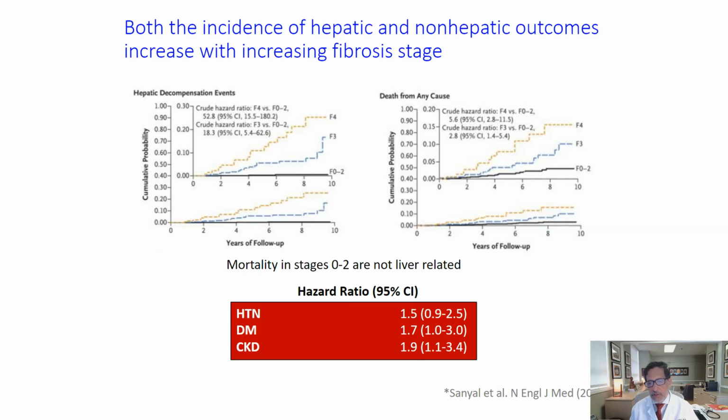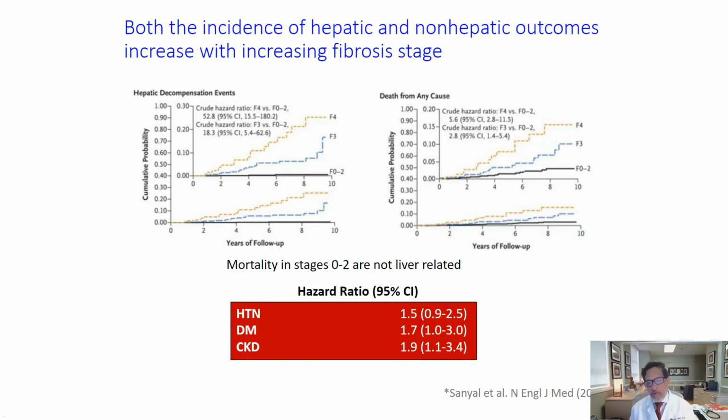And these are data from the NASH Clinical Research Network, which show that the risk of hepatic decompensation events or death from any cause, shown on the right, increases progressively from F0 to 2 to F3, and then from F3 to F4. So you can see really when you get to bridging fibrosis or to cirrhosis, that's when the risk of outcomes really dramatically increases. And this is also together often referred to as advanced fibrosis, or F3 and F4.